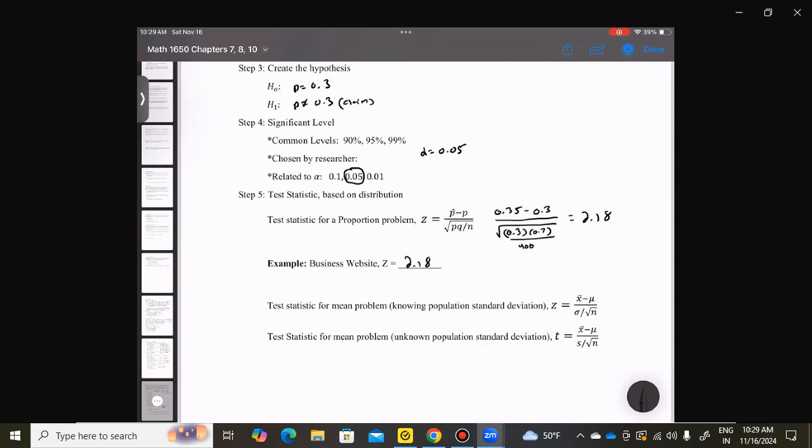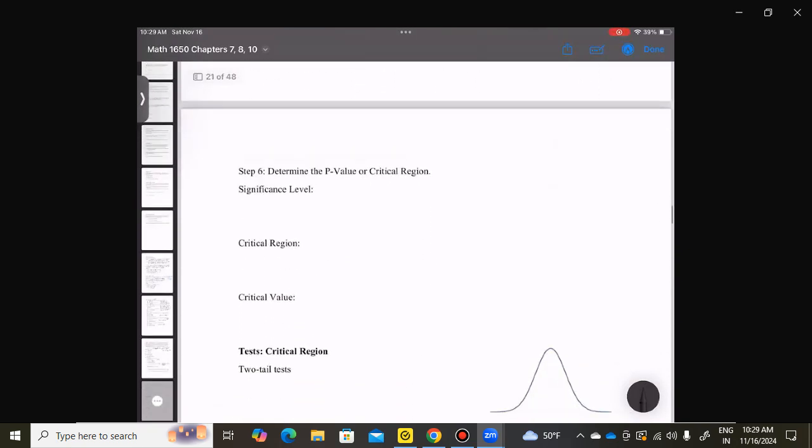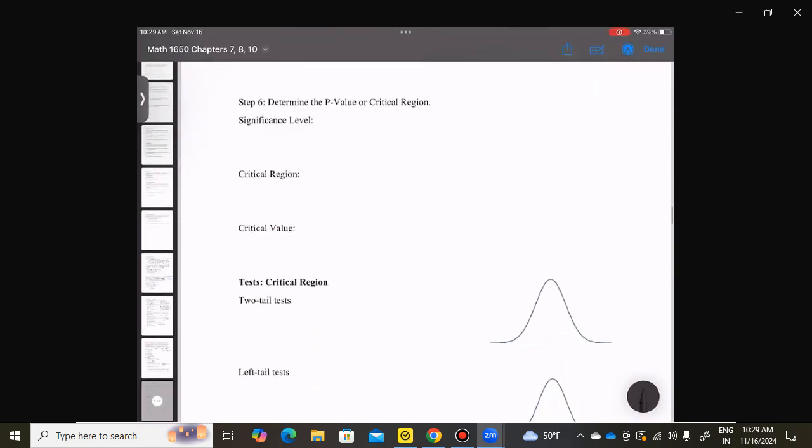Okay, so let's keep going with this. We're going to have to now determine the p-value or critical region for our test statistic to help decide whether that test statistic is too high or too low, or just right, I guess you can say. So a couple definitions here.